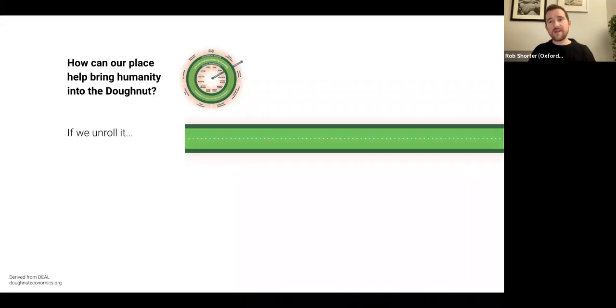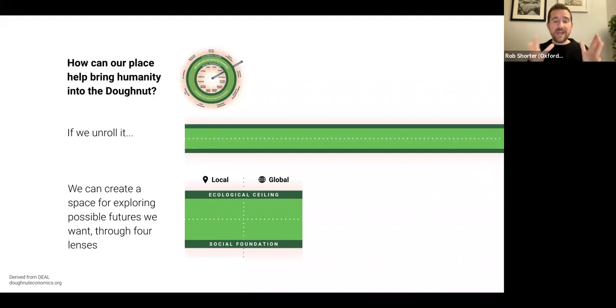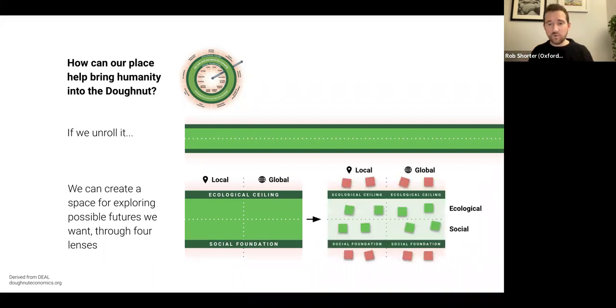And so we created a method where we unroll the donut. Sounds a bit silly, but actually we keep the social foundation and we keep the ecological ceiling. And then we add these two geographic scales of local and global. And so we then create 4 lenses to explore: social local, ecological local, global ecological and global social. And so I'm going to go through each of those one by one.